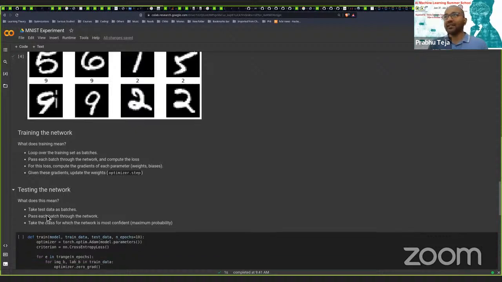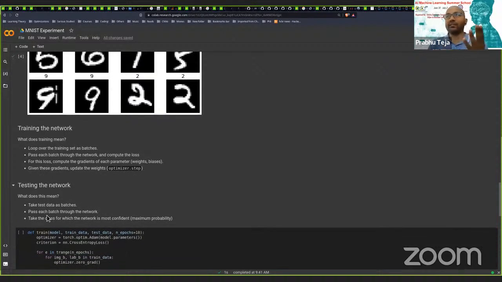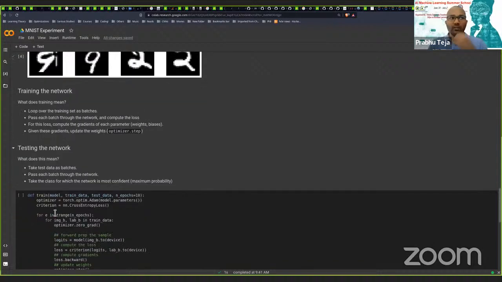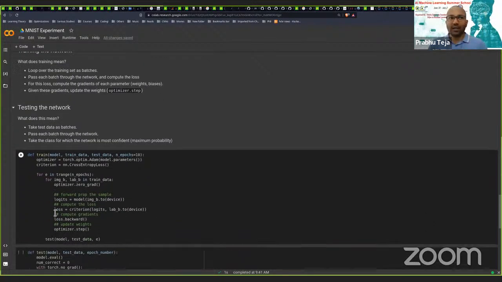And what does testing mean? Again, take the test data as batches, or basically take test samples, maybe even one by one, pass it through the network, get the output, take the index of the maximum element, and call that the prediction. Simple enough, right? So this is the train and test, and we'll look at the code.